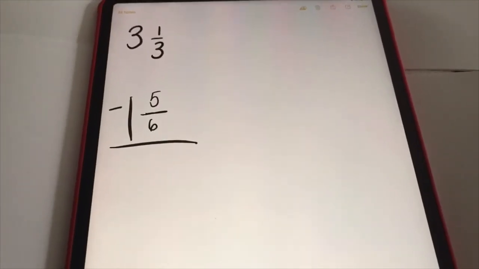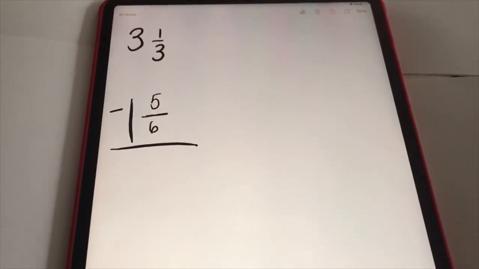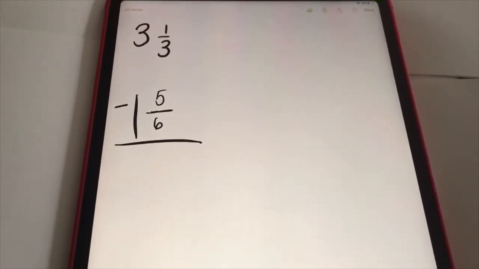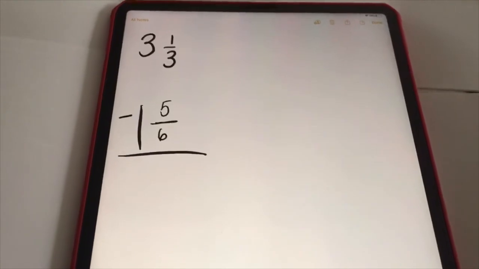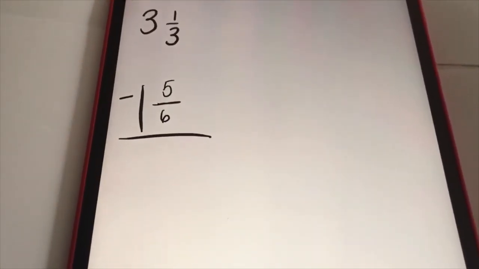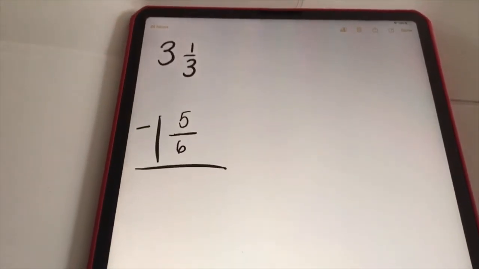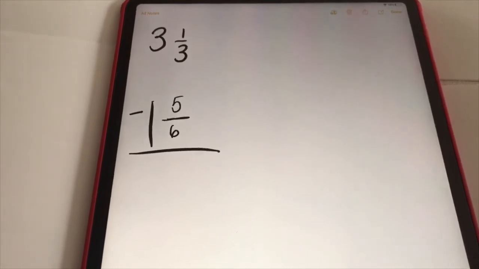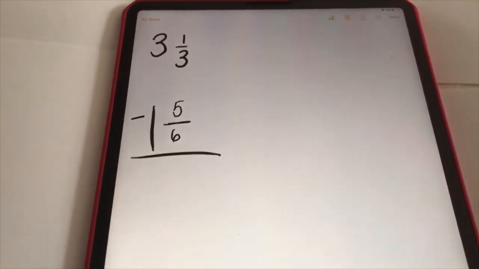All right, so today we are going to put all of the elements of subtracting mixed numbers together, and we are going to work on problems where we have to regroup and then we have to find the common denominator. Okay, so let's get started. So I'm going to start first with 3 1/3 minus 1 5/6.